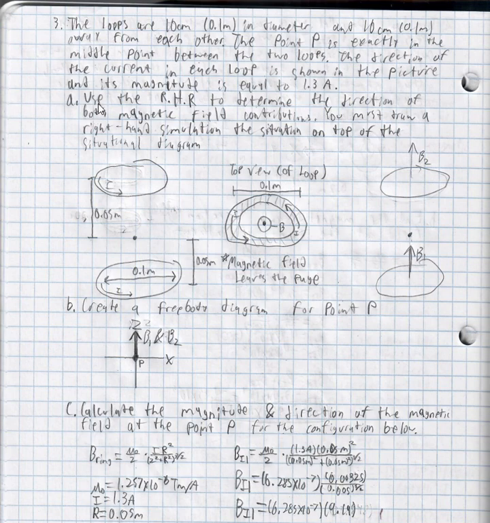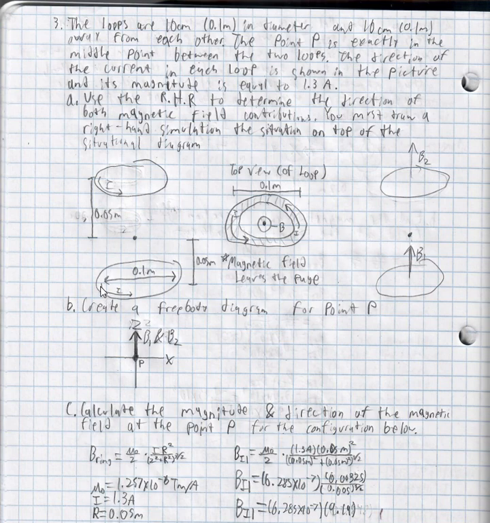Part A, use the right-hand rule to determine the direction of both magnetic field contributions. You must draw a right-hand simulation of the situation on top of the situational diagram. Now, I drew a few pictures. This first picture on the left is almost a one-for-one copy of the picture provided on the assignment. You've got the first loop here, the distance between it and the point, the distance between the second loop and the point, and then the second loop here, with both having the same diameter of 0.1 meters.